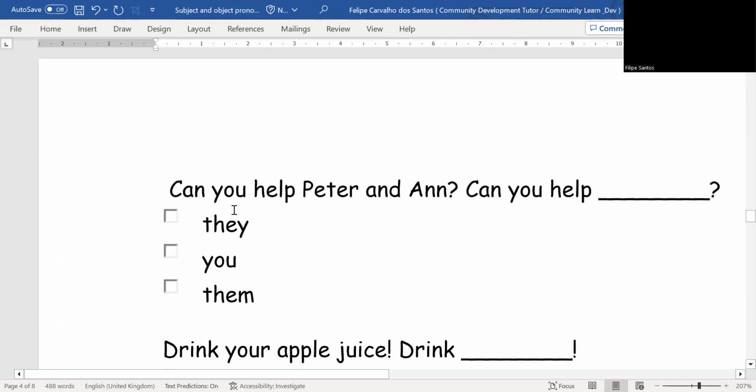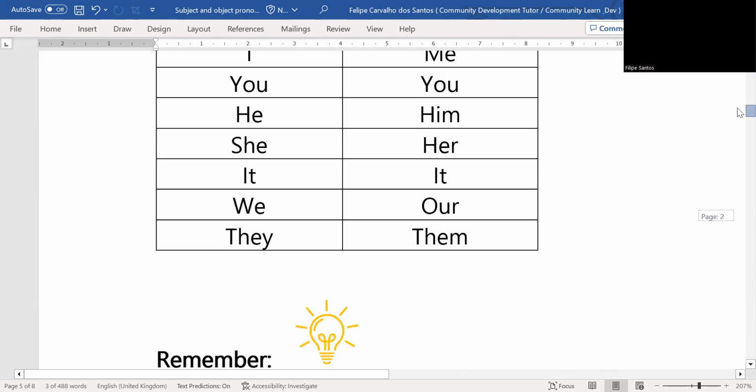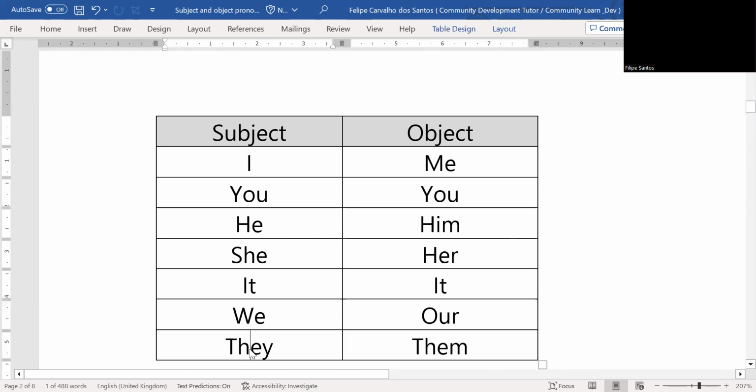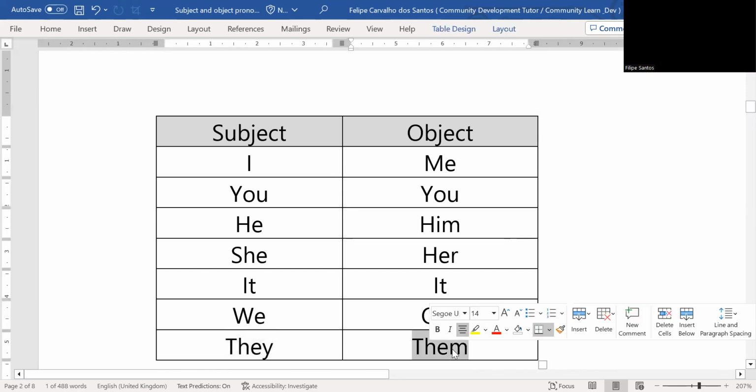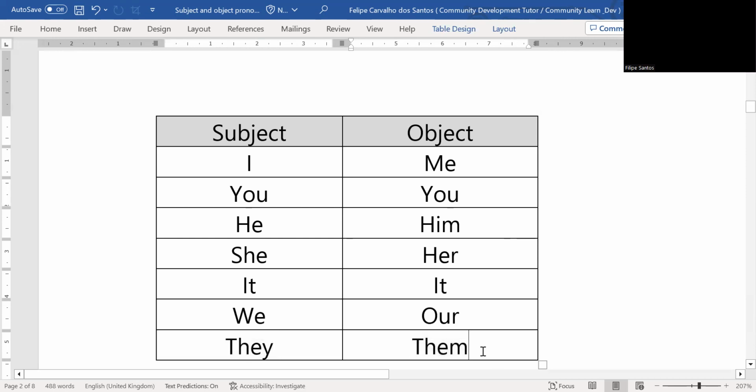All right, so can you help Peter and Anne? Okay, so what are we talking about in here? We're talking about two people, Peter and Anne. So can you help them? So notice that we have here they, subject, them, object.